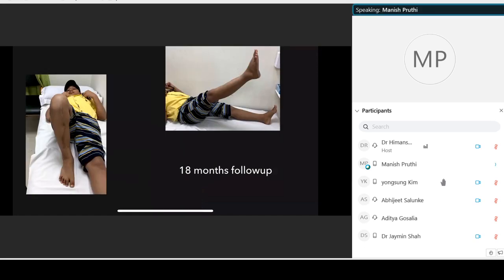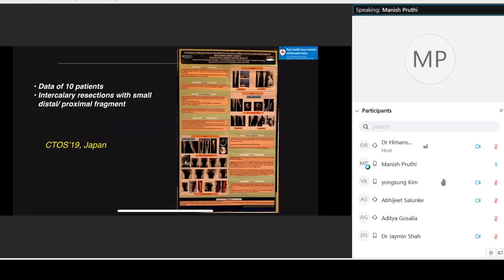So this is the child after 1.5 years of follow-up, where we can see almost a normal knee range of movement, no lag, and the child was doing full weight-bearing walking. So this patient has completely healed now, having almost normal function. So we presented the data of these 10 patients, intercalary resection with small distal oblique proximal fragments, at CTOS 19 in Japan, where we presented our results, and actually we got a very good outcome.